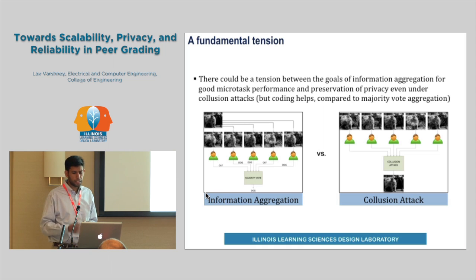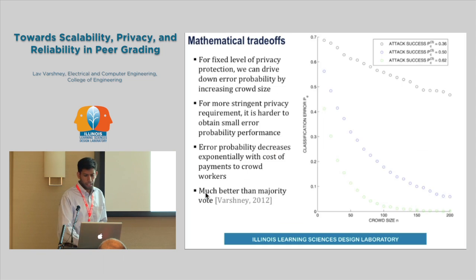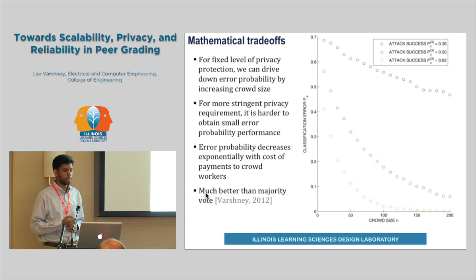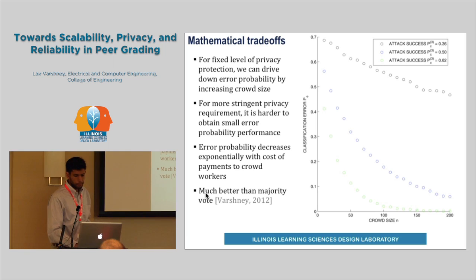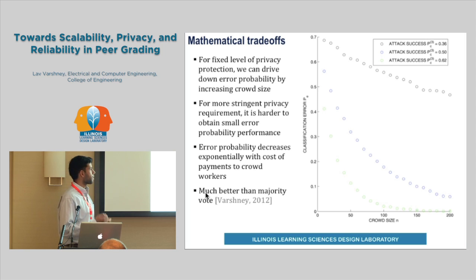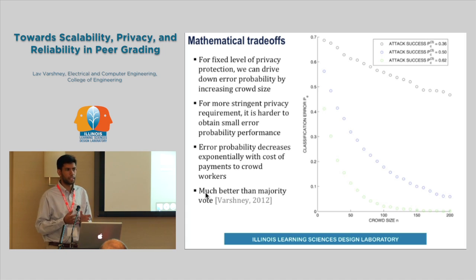Okay, so as it turns out, there is a fundamental tension here. In particular, for a given level of privacy protection, we can drive error probability down by increasing the number of peers to whom the queries are posed. And as one might expect, for greater stringency of privacy requirements, it's harder to attain small error probability. But this does work a lot better than simpler techniques like majority voting. Okay, so we've tried to cast this in a kind of mathematical framework at the moment, but going forward, we want to try to bring in a greater sense of realism into the models and understand whether we can use these coding-theoretic techniques in actual practice. So that's kind of the direction we're going in.